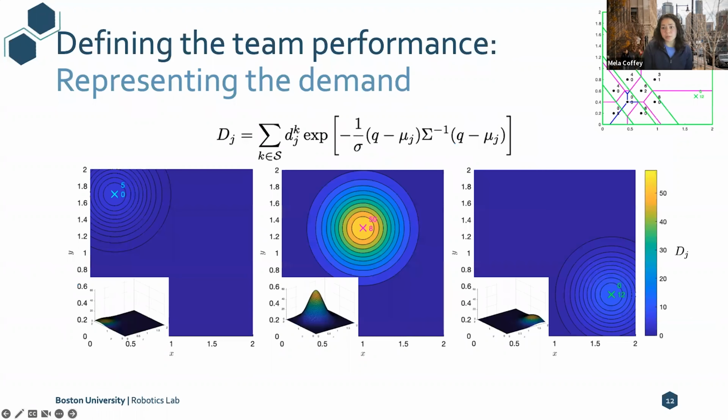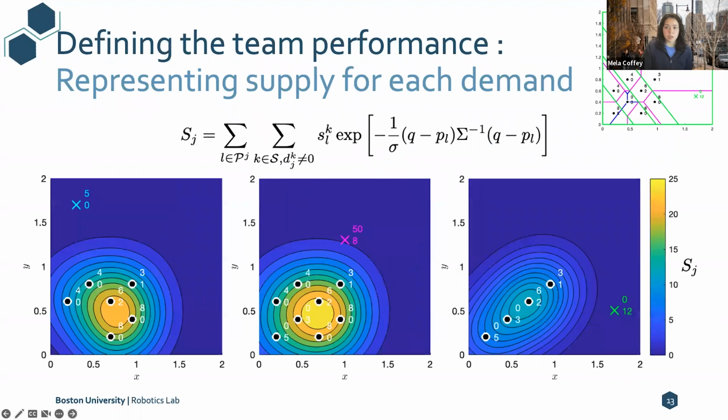So now we'll get into defining the density function or the team performance. So first, we represent each demand location as a Gaussian distribution proportional to the number of resources it requires. Then we do the same thing for the resources that belong to those partitions, and we represent each robot in the partition as a Gaussian distribution, also proportional to the number of resources it has. And then we sum over all of these robots to represent the overall supply.